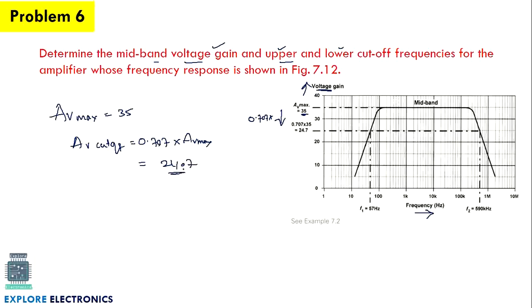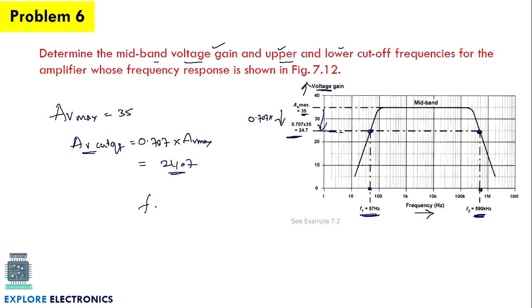Here, in the problem, they have given the mid-band voltage gain as 24.7, and we need to calculate the upper as well as lower cutoff frequencies. For this, if you take 3 dB lower, or 0.707 times this maximum, we get these 2 points. If we project them to the x-axis, in the graph they have given F1 and F2. This is the lower cutoff frequency, and this is the upper cutoff frequency.